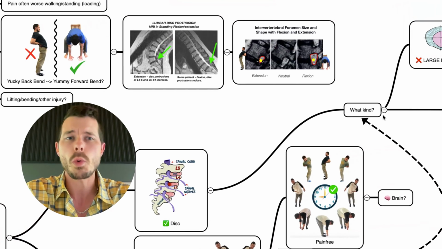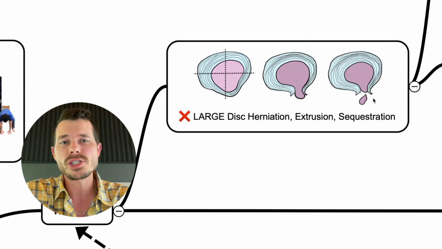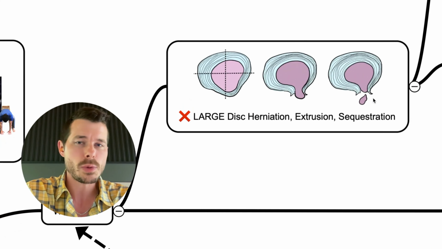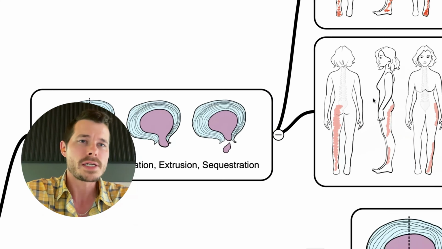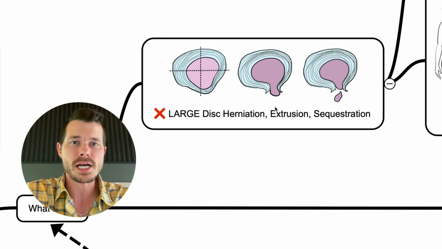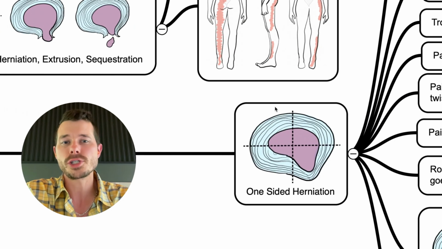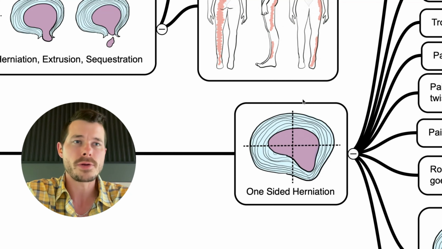And then we can go to, well, what kind of disc problem? We get even more specific. So is it a large disc herniation, extrusion, sequestration? Probably not, because these things often present with symptoms below the level of the knee into the foot and cause sciatica just because of the sheer size of them. Now, what's more likely is a one-sided disc protrusion or herniation, a little bit more mild and or moderate.